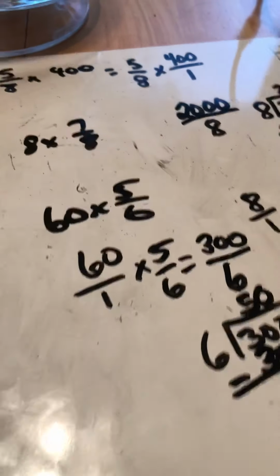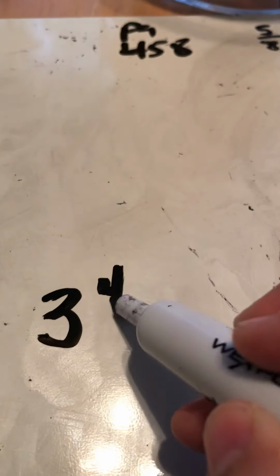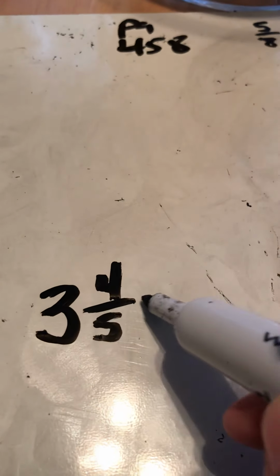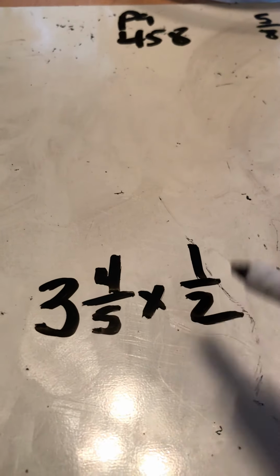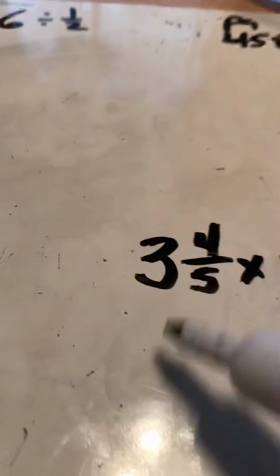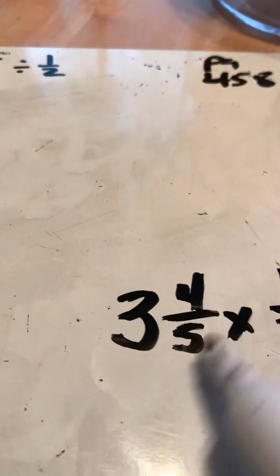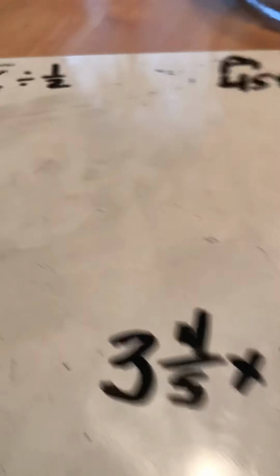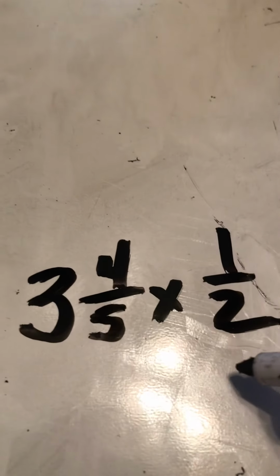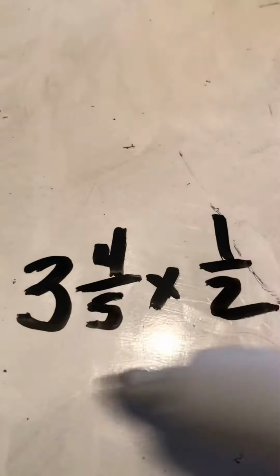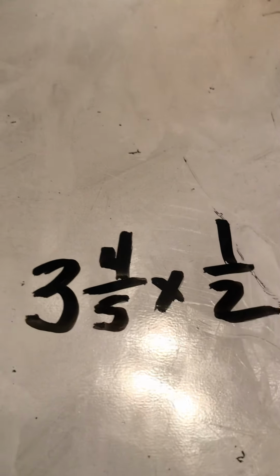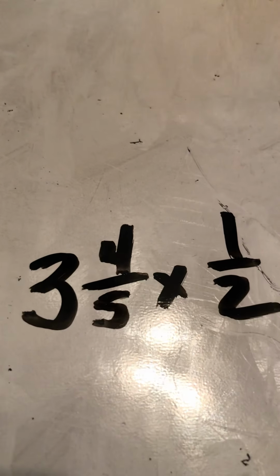So let's review another quick problem though. What happens if I had something like 3 4/5 times 1/2? So here we have a mixed number times a fraction. So I heard from some of you, like, what do I do here with this problem? And that's a really good point. I'm glad you brought that up.